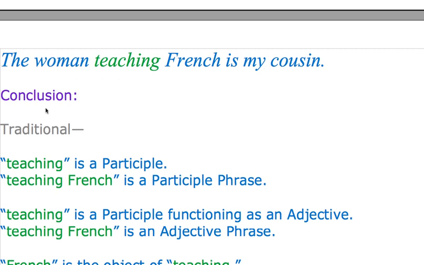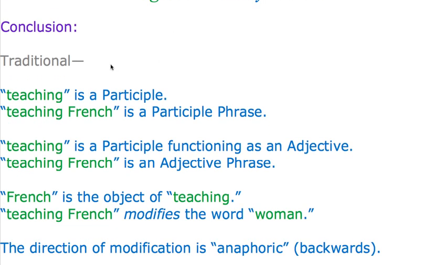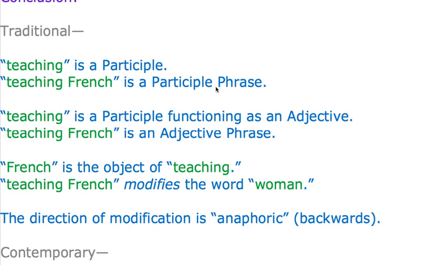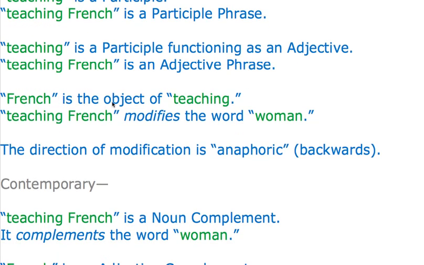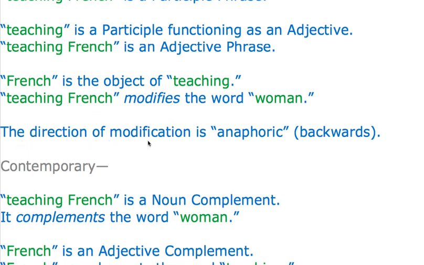So we conclude, we have a conclusion. In a traditional sense, teaching is a participle. Teaching French is a participle phrase. That's not too complicated. Teaching is a participle functioning as an adjective. We just saw that. Teaching French is an adjective phrase. In other words, it's a phrase. It's more than one word, right? French is the object of teaching. Teaching French modifies the word woman. We get all that from what I just showed you. And the direction of modification in this case is anaphoric. In other words, it refers backwards.